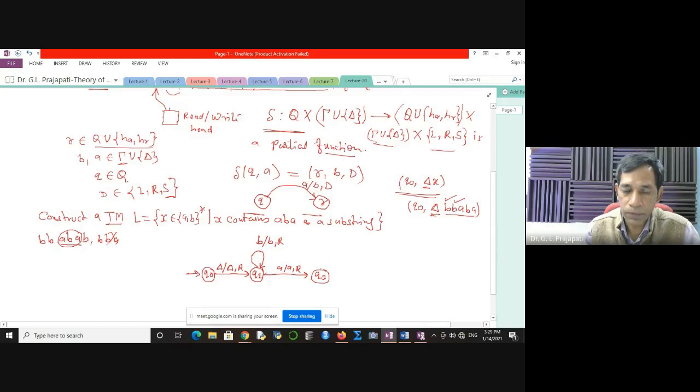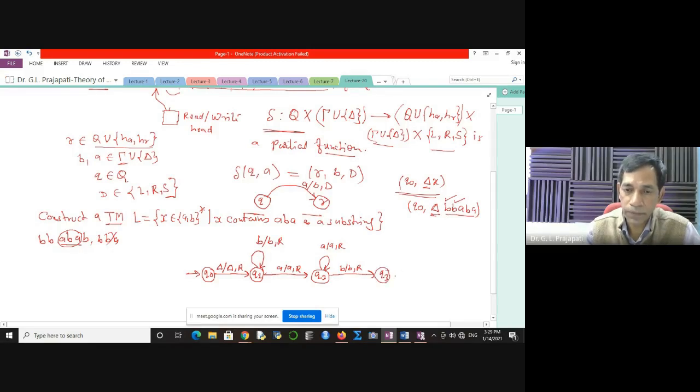Once you are at Q2, then you may have the input A also, meaning you have a further A. When you have the A, what do you need to do? Again, you remain in the same state. If it is A, replace with A and go to the R. Whenever it is B, replace with B and go to the R. You are going to the state, say for example, Q3.